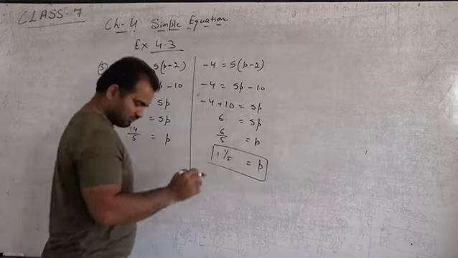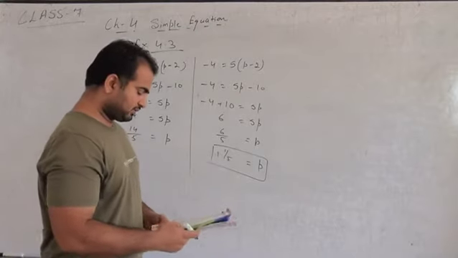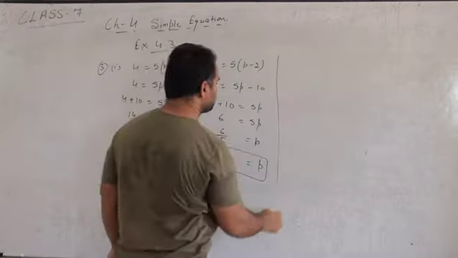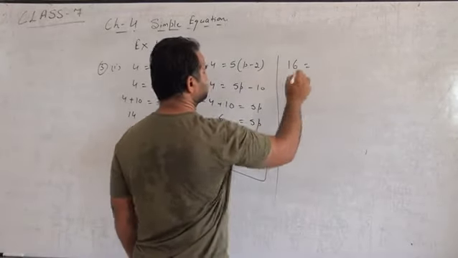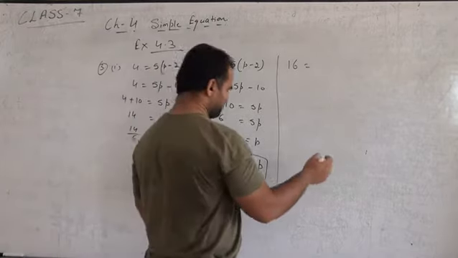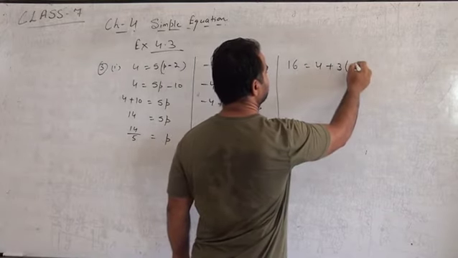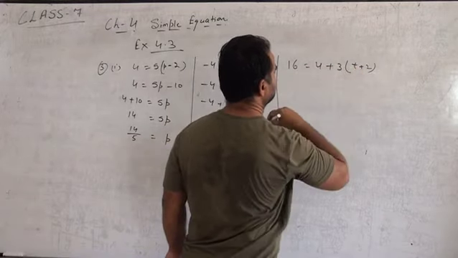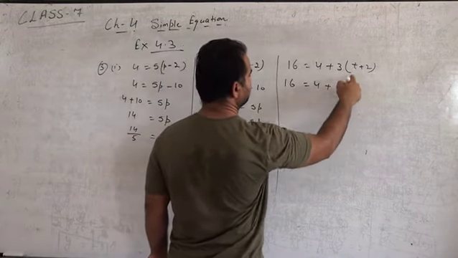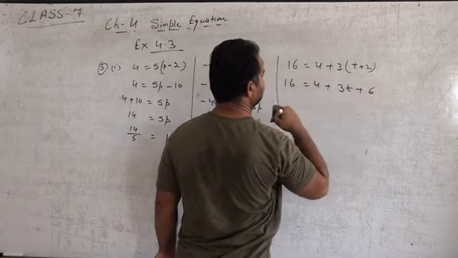Okay, all of you know how to change into a mixed fraction. Next is C. 16 equals 4 plus 3 bracket t plus 2. So 16 equals 4 plus 3 multiplied by t, it will be 3t, 3 plus 2, 3 times 2 is 6.